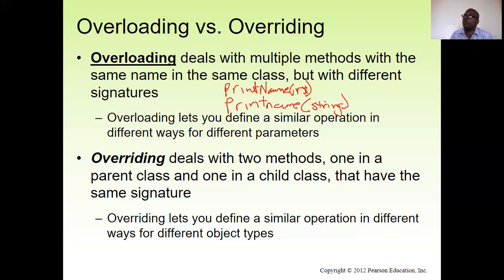Overriding, which we just spoke about, deals with two methods, one in the parent class and one in the child class, that have the same signature. Note that they must have the same signature. So overriding lets you define a similar operation in different ways for different object types. And what you mean by different object types in this case, remember, if you inherit from one, the parent is a different object type from the child. Yes? And that's what we're talking about.